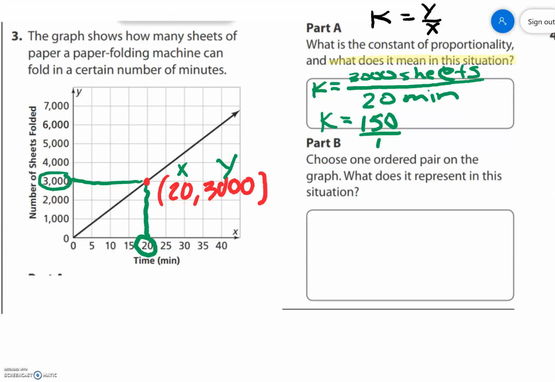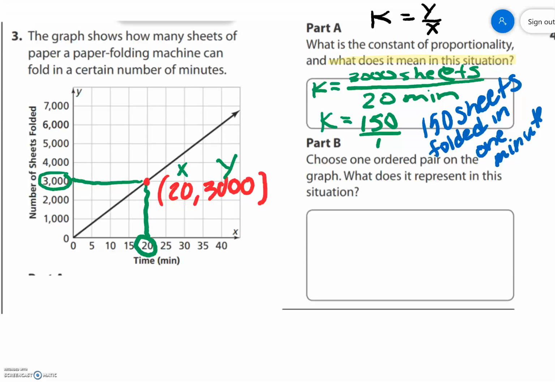You get 1 point for finding the correct constant of proportionality, but they also need to know that you know how to read the graph. So as long as you put your labels in, you should be fine. There are 150 sheets folded in 1 minute.